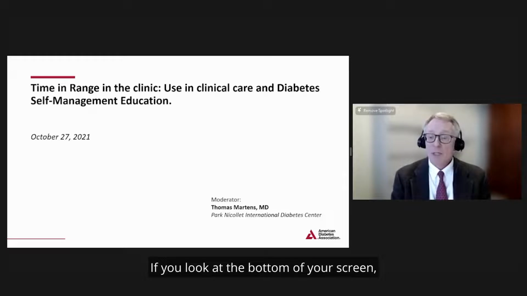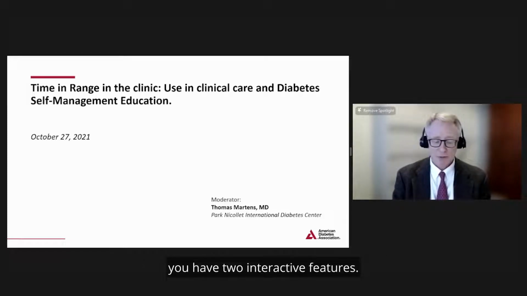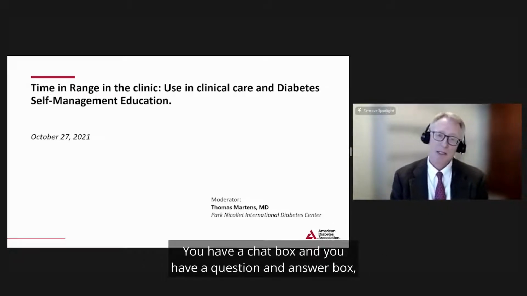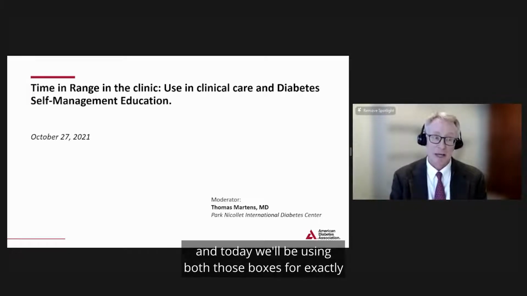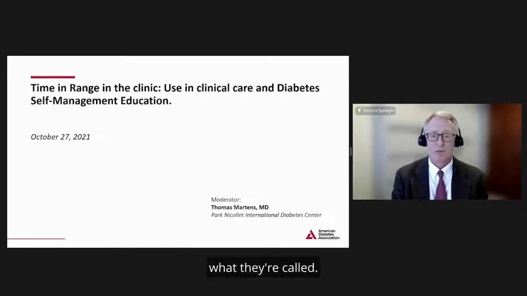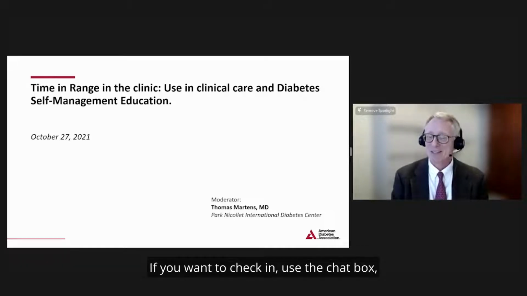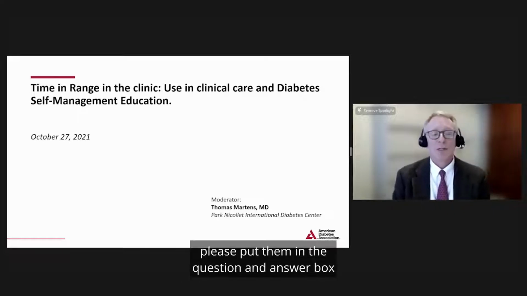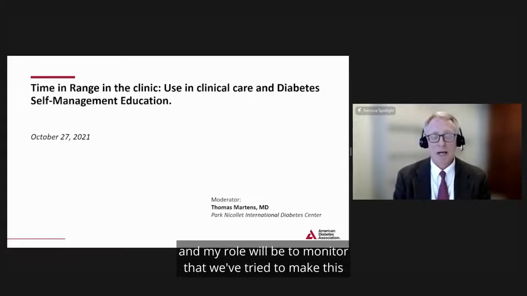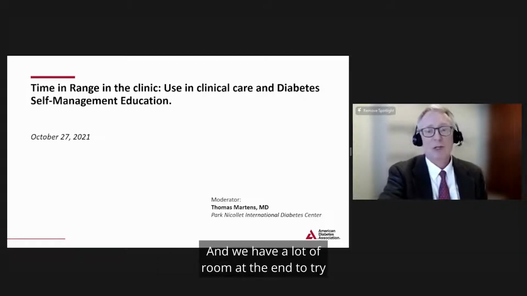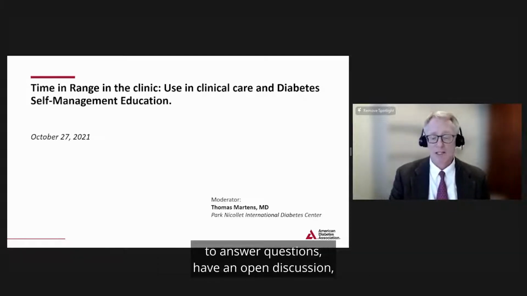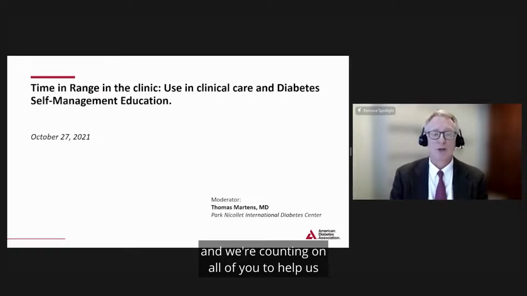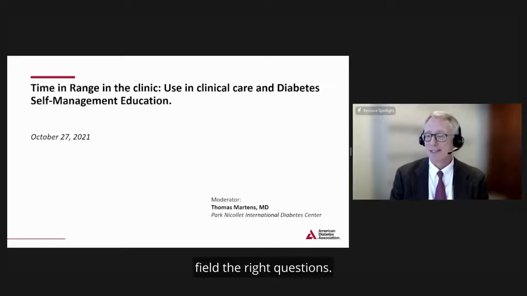If you look at the bottom of your screen, you have two interactive features. You have a chat box and you have a question and answer box. And today we'll be using both those boxes for exactly what they're called. If you want to check in, use the chat box. We can see who's joining us. If you have questions, please put them in the question and answer box, and my role will be to monitor that. We've tried to make this program as open-ended as possible, and we have a lot of room at the end to try to answer questions, have an open discussion, and we're counting on all of you to help us field the right questions.